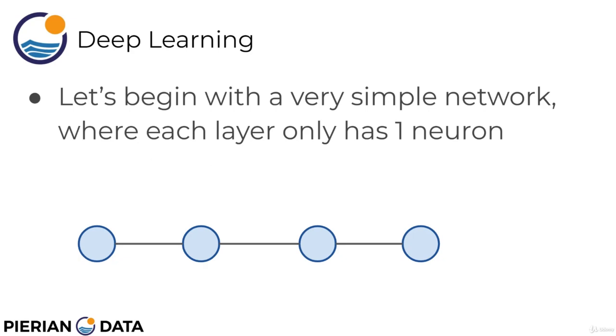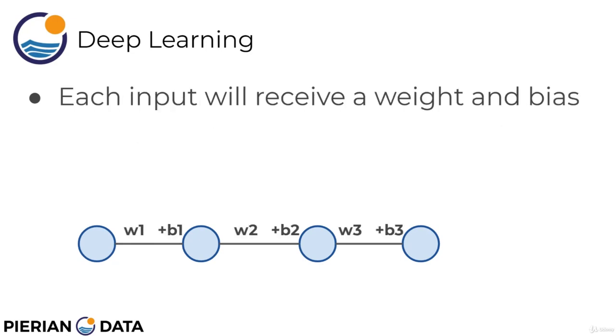So this is a super simple network. Essentially, each layer only has one neuron. So we'll see how backpropagation works with just a network of a couple of neurons, and then we can easily expand this to networks with multiple neurons per layer.